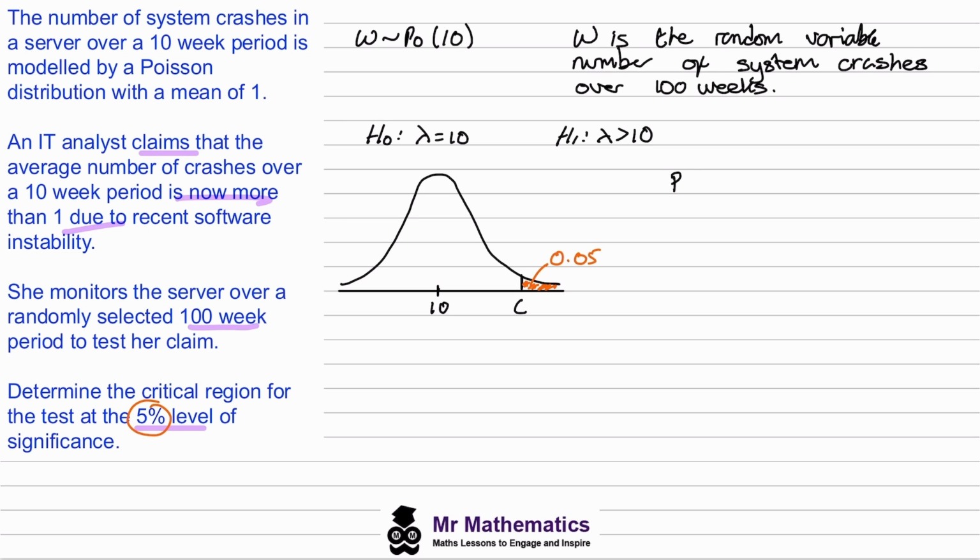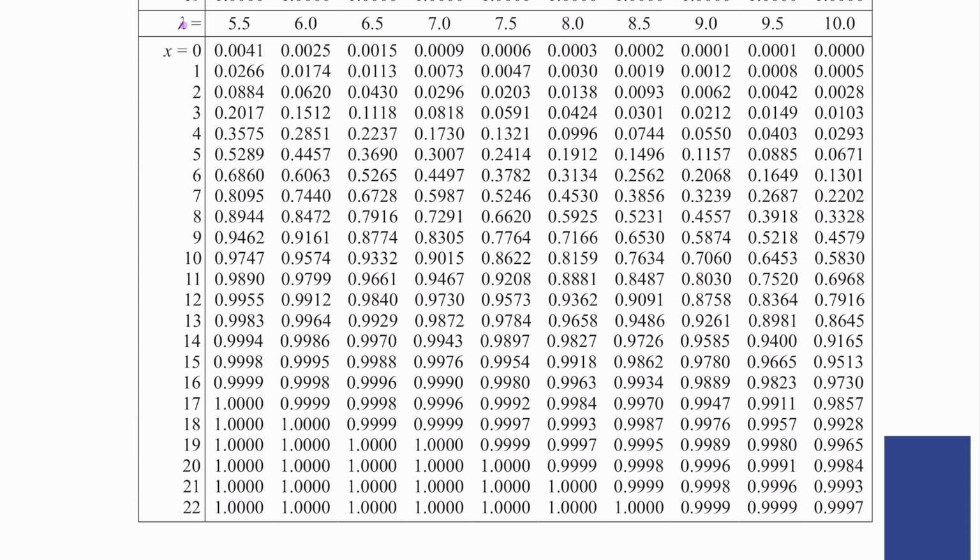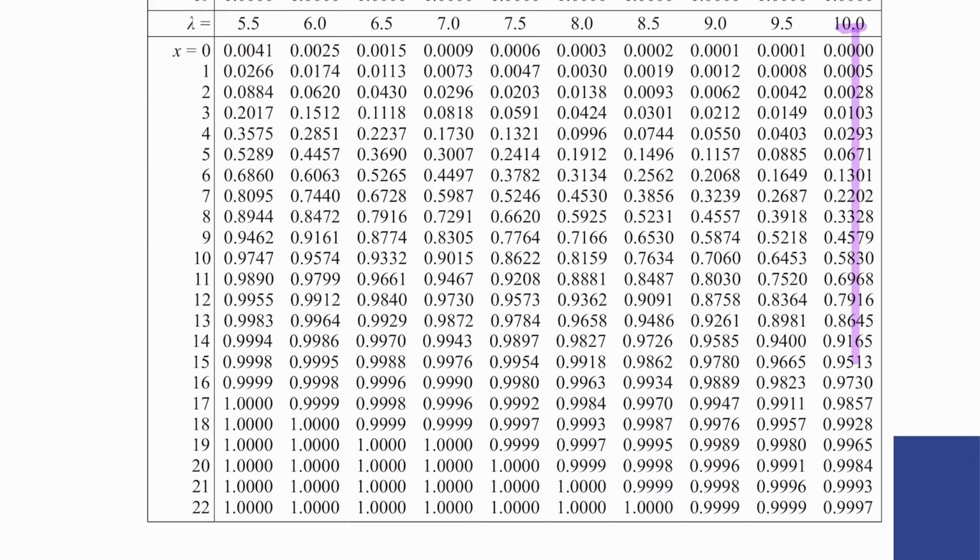So we define our critical region as W, the random variable, being greater than or equal to C, and this has to be less than the significance level of 0.05. And we can find this value C from the tables given in the formula booklet. We can see that lambda will equal 10. Then we go down with probabilities until we get above the 95%, which is here. And then we find the value of x that gives us this cumulative probability. And this is 15. So the probability of being less than or equal to 15 is 0.9513.